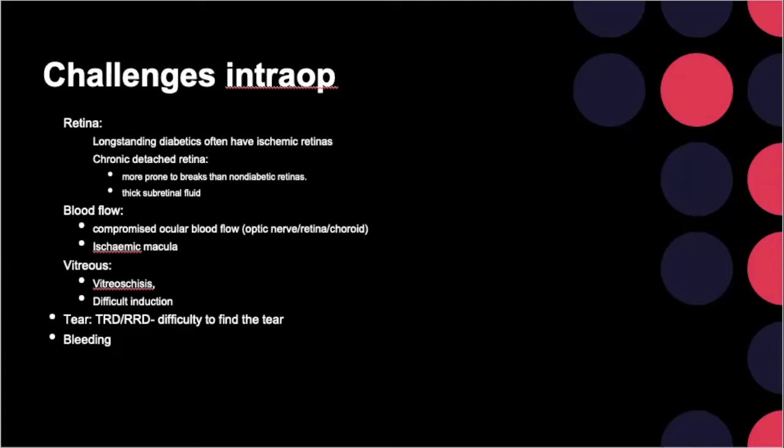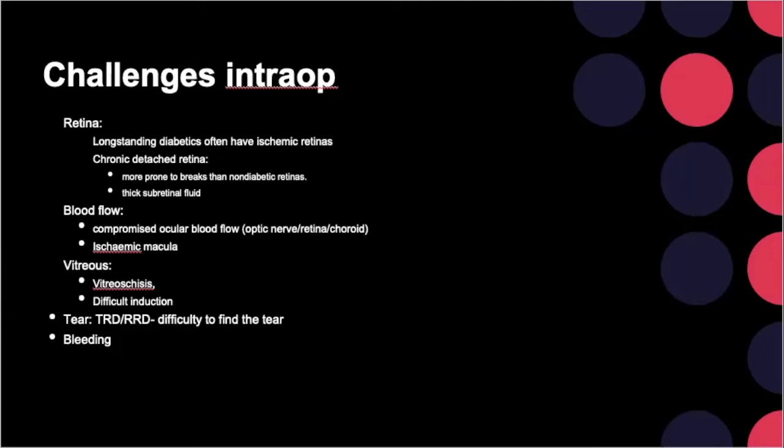When it comes to dealing with diabetic vitrectomy, there are a few things that we have to remember during the surgery. Most of the time, this patient has a long-standing diabetic situation. So most often they have a very ischemic retina to start with. And it is not uncommon to have a chronic detached retina in a pre-existing ischemic retina. That will expose the patient to more prone breaks compared to non-diabetic cases. Usually they also have very thick subretinal fluid.